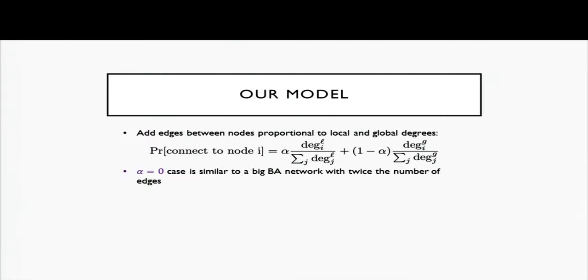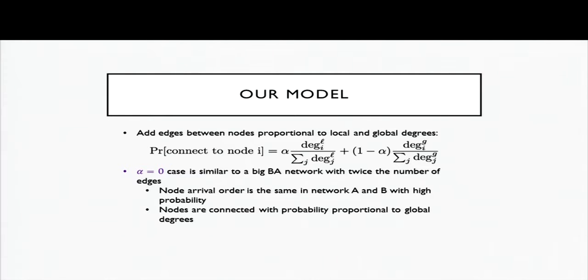So we can think of the alpha equal to 0 case where this term sort of disappears completely and we only look at the global degree, as being similar to generating a big Barabasi-Albert network with twice the number of edges. We essentially make one pass, add edges, and then we iterate one more time and add more edges together. And this is essentially what happens at alpha equals 0. And you'll have to note that the node arrival is not guaranteed to be exactly the same, but with high probability it will be.